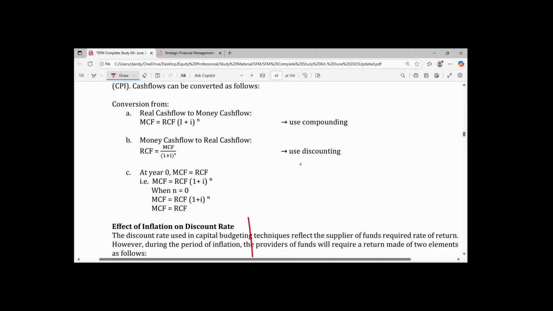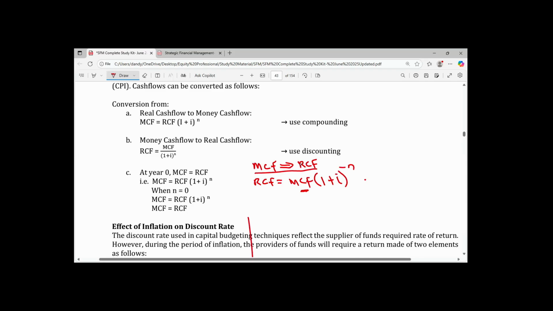So to do this, let me show you. You want to convert money cash flow to real cash flow. What are you supposed to do? Simple. Real cash flow is the subject of the formula. In this case, I would say money cash flow multiplied by 1 plus general inflation rate raised to power minus n. So this will give you real cash flow. That means you are converting this money cash flow to real cash flow.